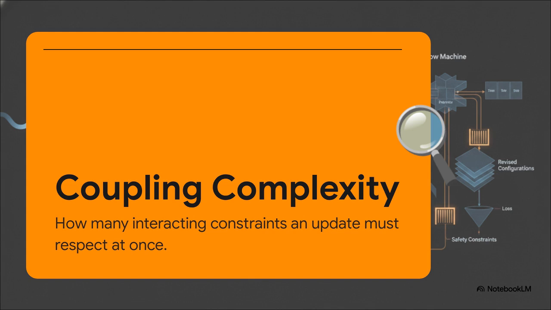Actually, scratch that. Line count is completely irrelevant. A clean 500-line system is infinitely easier to manage than a tangled 80-line one. The real burden is coupling complexity. That's a measure of how many interacting constraints an update has to respect all at once. We're talking state, rules, safety conditions, and timing, all tangled together.